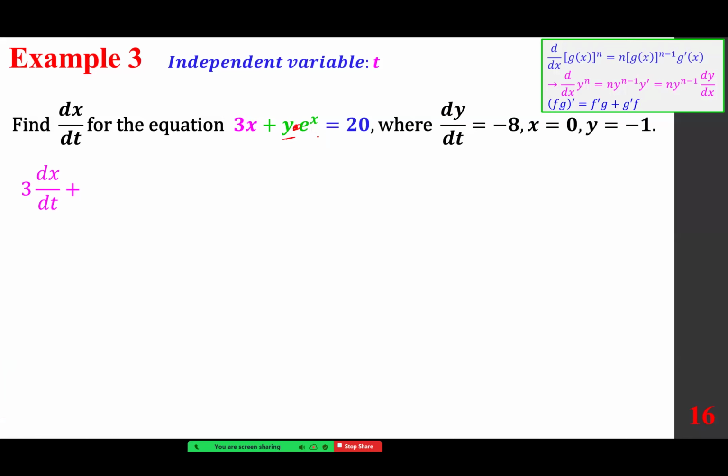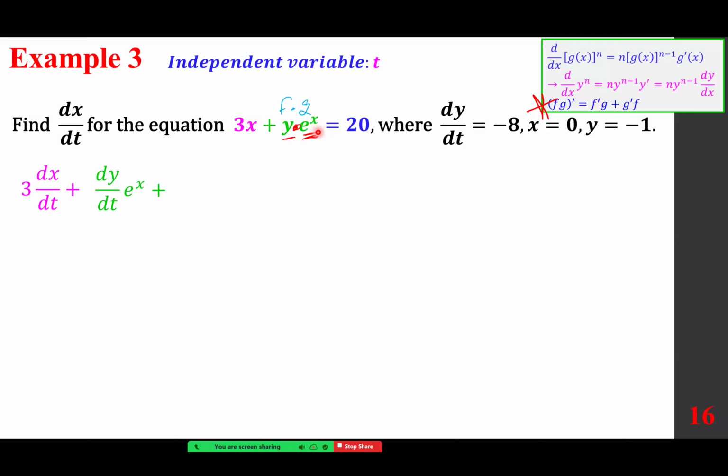So it's y times e to the power of x. So you're using the product rule. F times G is F prime G plus G prime F. Let me just write at top of it so it's clear as to what's going on. If you call this one F, this one G, you need F prime, which is dy/dt times G, which is e to the power of x, plus G prime F, the derivative of e to the power of x is itself, times dx/dt, because t is the independent variable.